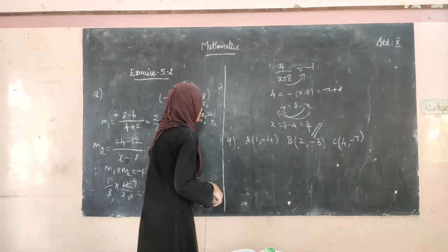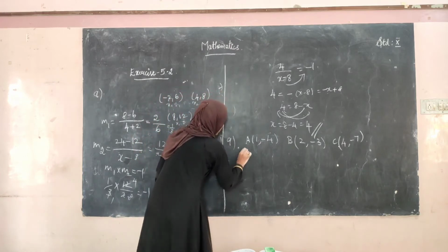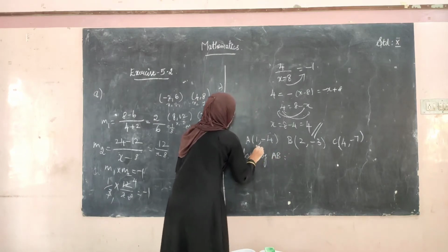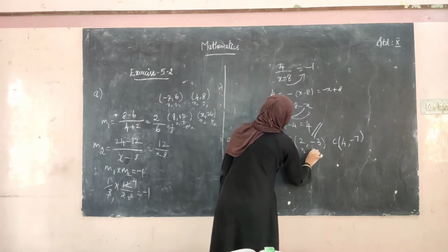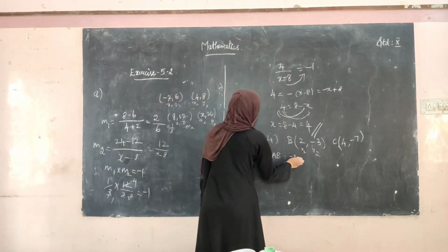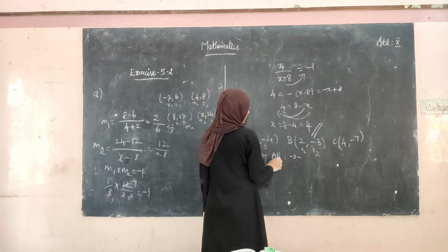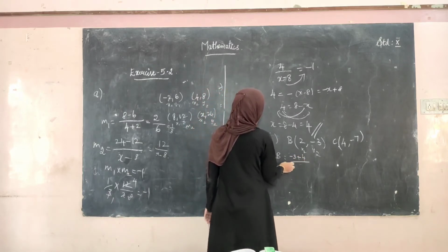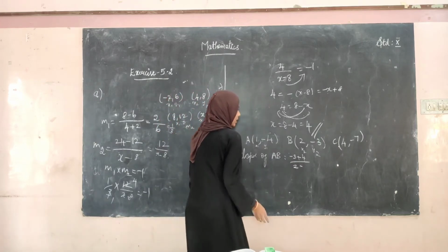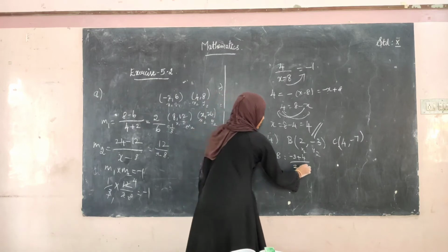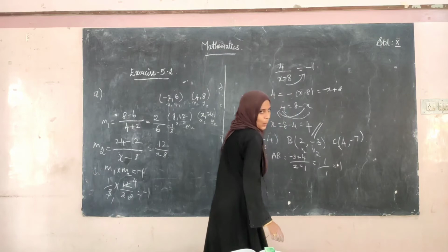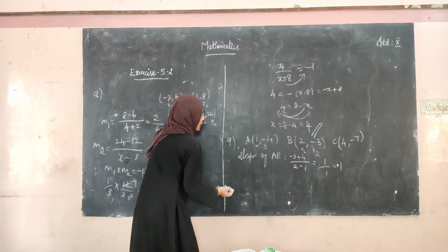Okay, so let us find the slope of AB. This is x1, y1, x2, y2. So what's the formula? y2 minus y1 is -3 minus y1, which is -4, so minus of minus is plus 4, divided by x2 minus x1, which is 2 minus 1. That is 4 minus 3 is 1, divided by 2 minus 1 is 1, which is equal to 1. Now shall we find the slope of BC?